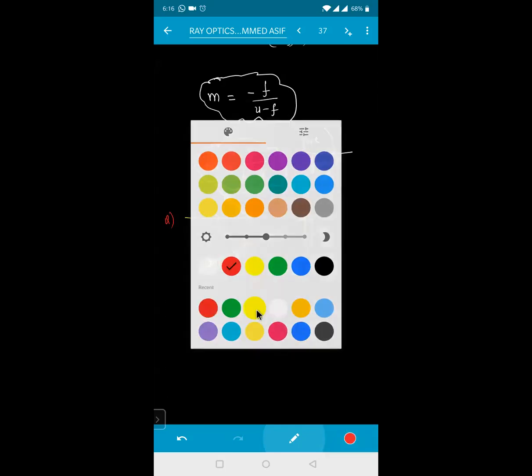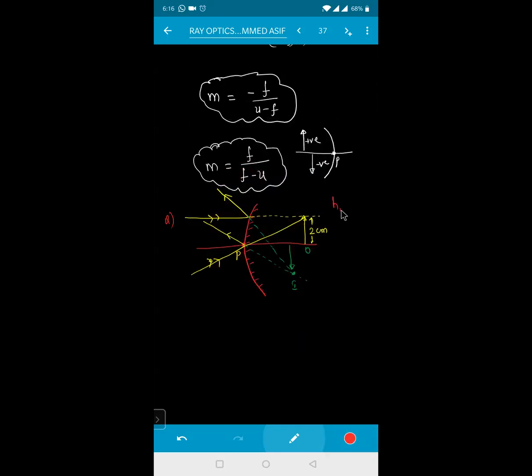Now my question is: the height of the image is equal to how much? The focal length of this mirror is given as 20 centimeters, and you need to also calculate the magnification. Magnification is equal to how much? Where is the image formation happening? Can anyone try to tell me the answer?